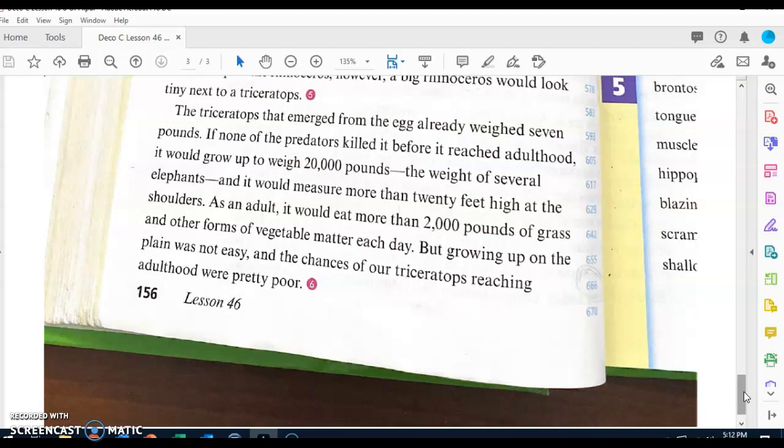If none of the predators killed it before it reached adulthood, it would grow up to 20,000 pounds, the weight of several elephants, and it would measure more than 25 feet high at the shoulders. As an adult, it would eat more than 2,000 pounds of grass and other forms of vegetable matter each day. But growing up on the plain was not easy, and the chances of a triceratops reaching adulthood were pretty poor.